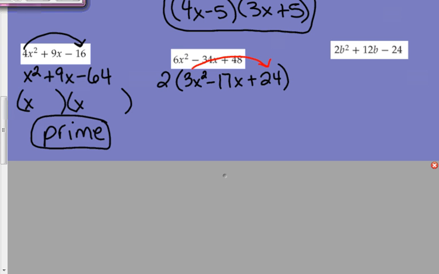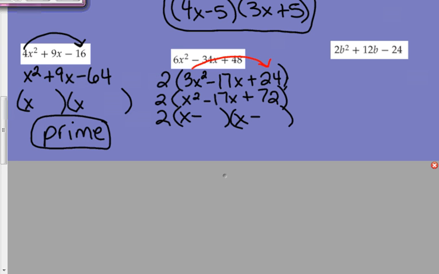So let's take our 3 and multiply it. The 2 stays out here. We get x squared minus 17x plus, okay, and 3 times 24 is 72. Now we're going to break that down if we can. The 2 out front, we'll have x here and x here. Now we need two factors that multiply to make 72, but since it's positive and the middle's negative, they'll both be negative. Multiply to make 72, but add to make 17, would be 9 and 8.